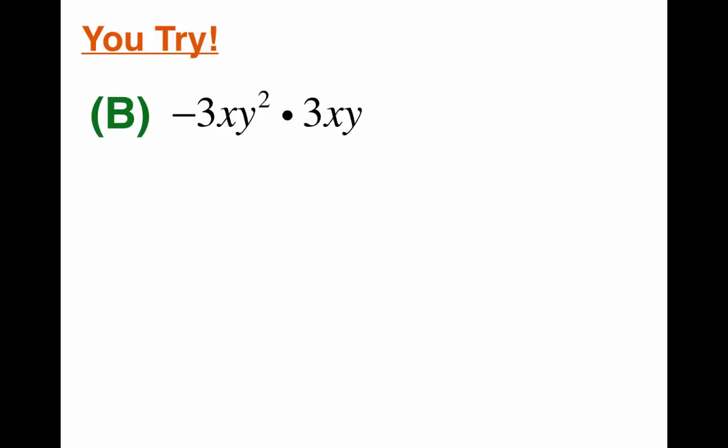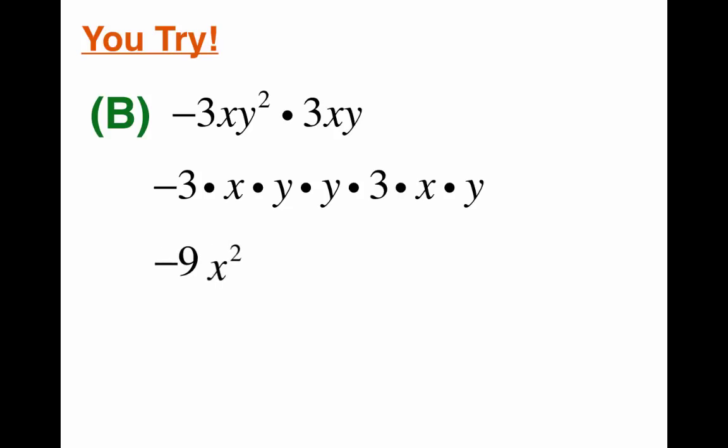All right, let's look at B. Let's break this one out. It'd be negative 3x times y, and then it'd be 3 times x times y. So we rearrange the numbers. Negative 3 times 3 is negative 9. I see 2 x's, so x squared, and I see y and y, so y to the 3rd power. So our simplified answer is negative 9x squared y to the 3rd power.